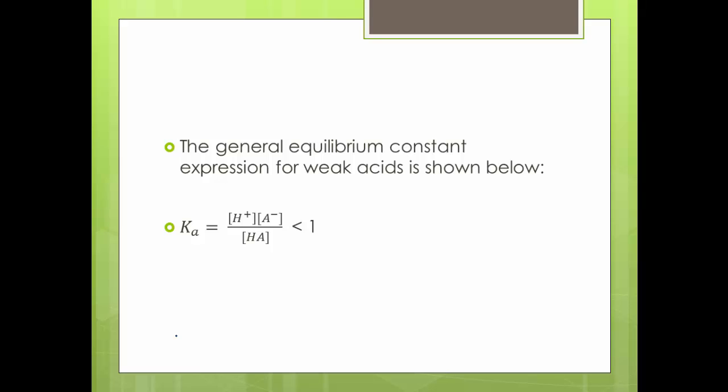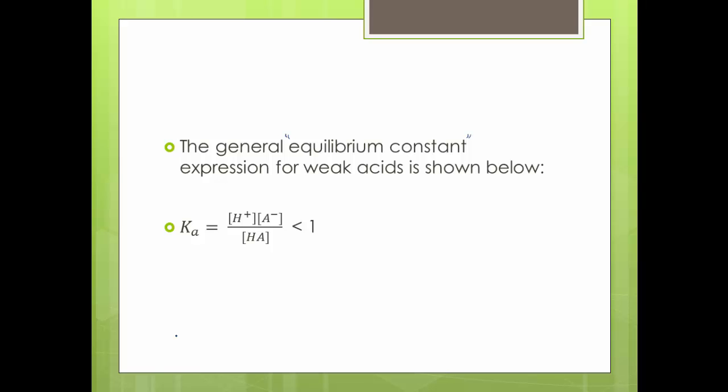In order to do that, we have to have this thing called the equilibrium constant expression for a weak acid. It's essentially just some number. That's the thing to remember, that this is a number. It's some very small number, very much less than 1. And it is the concentration of the hydrogen times the anion divided by the concentration of the acid.